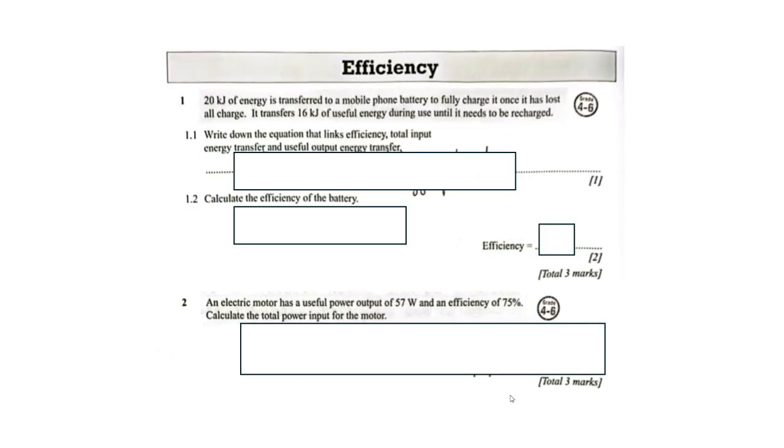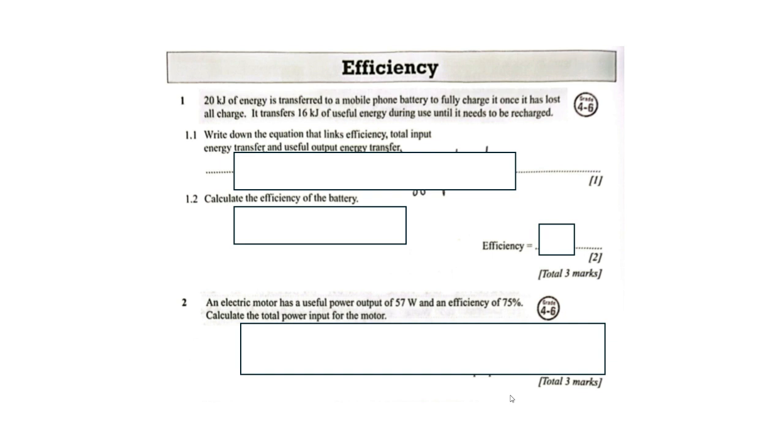Efficiency. Something that's efficient is going to convert most of the energy provided into useful energy. 20 kilojoules of energy is transferred to a mobile phone battery to fully charge it once it has lost all charge. It transfers 16 kilojoules of useful energy during use until it needs to be recharged. So it could be light or sound, depending on what you do with your phone.